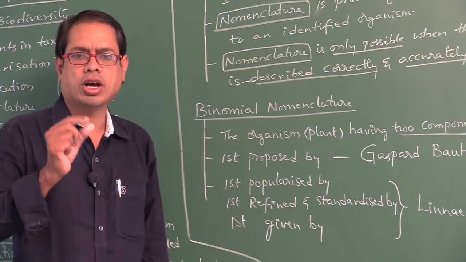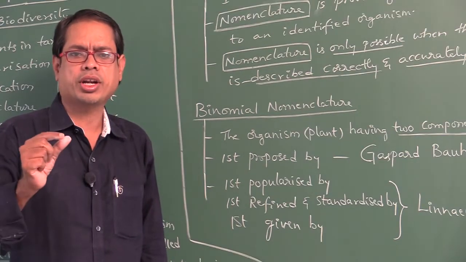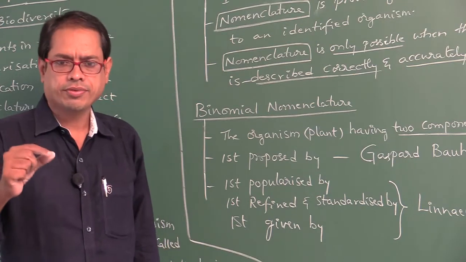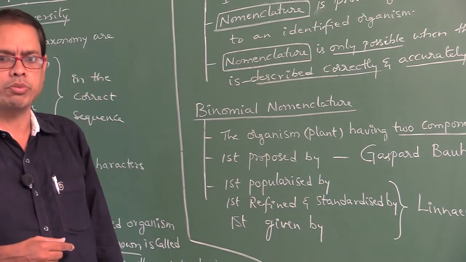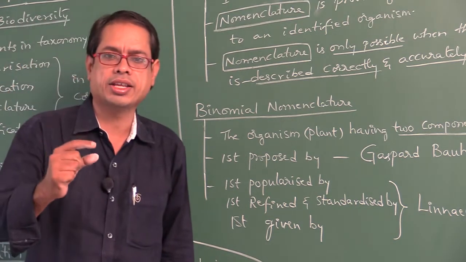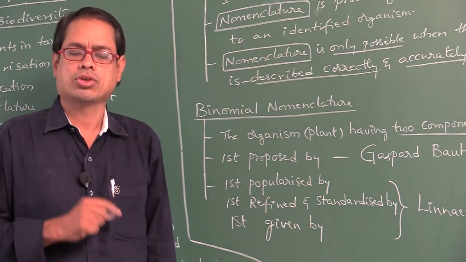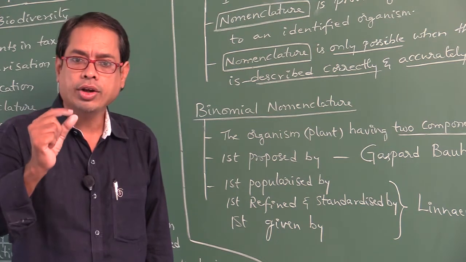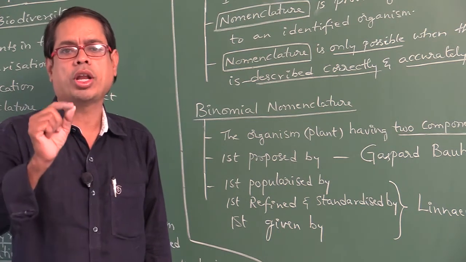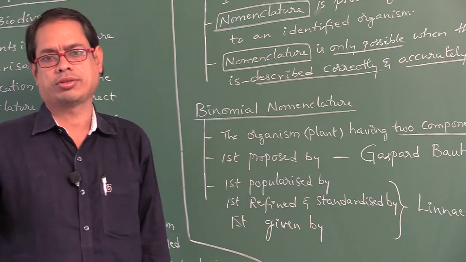The first component is called the generic name. The second component is called the species name. If a third component is present in some plants, that is called the variety. So very few plants have trinomial nomenclature. Polynomials are not used in botany.